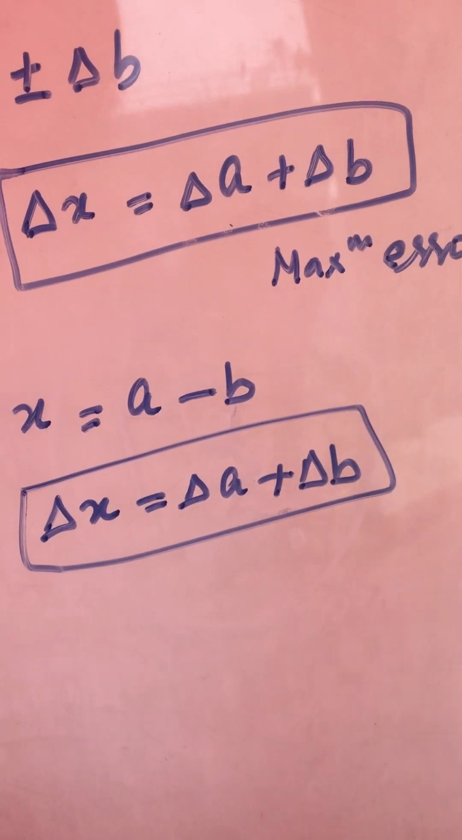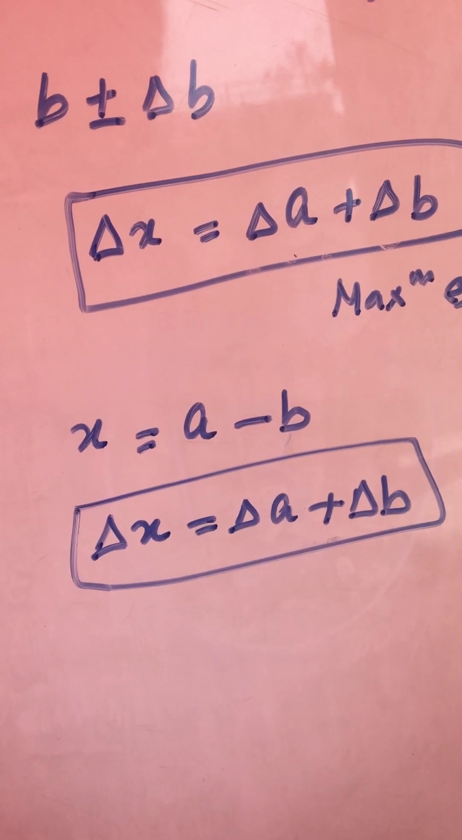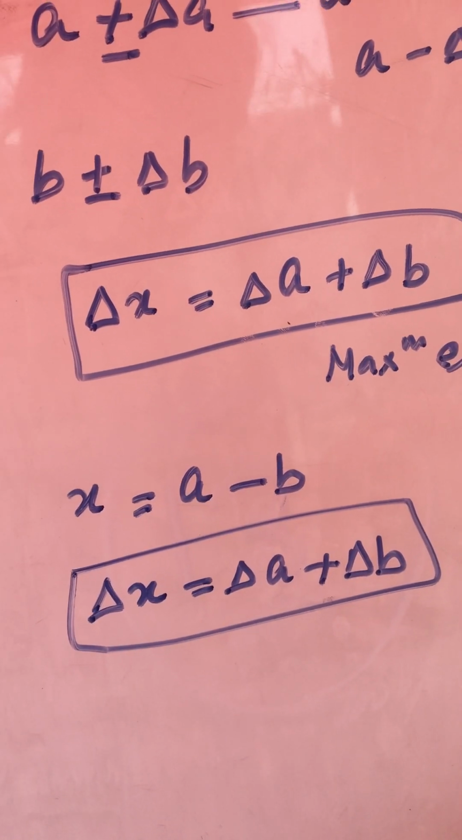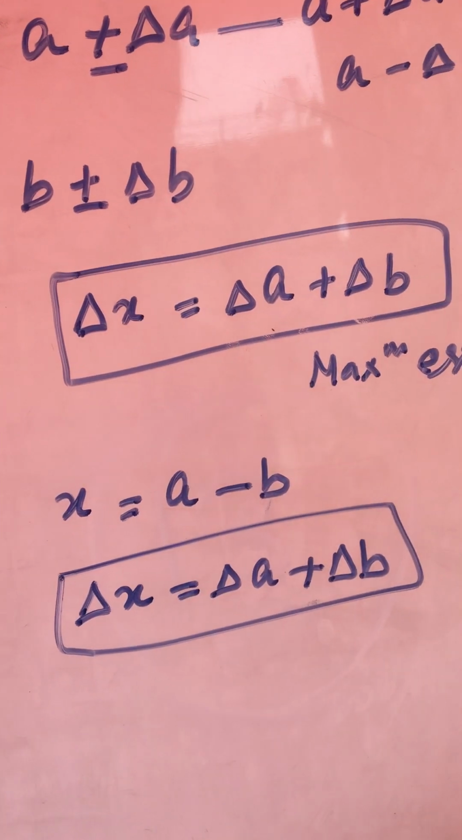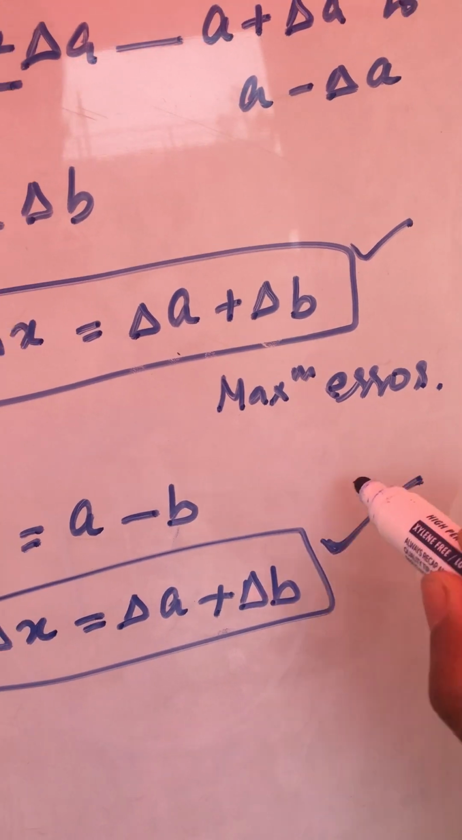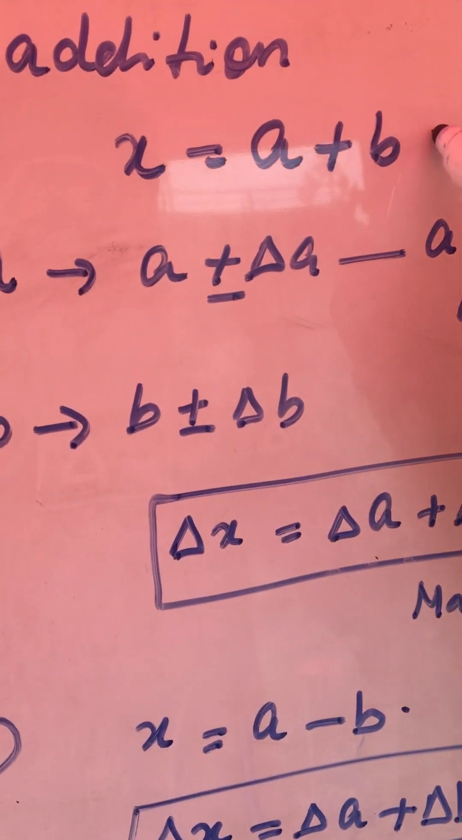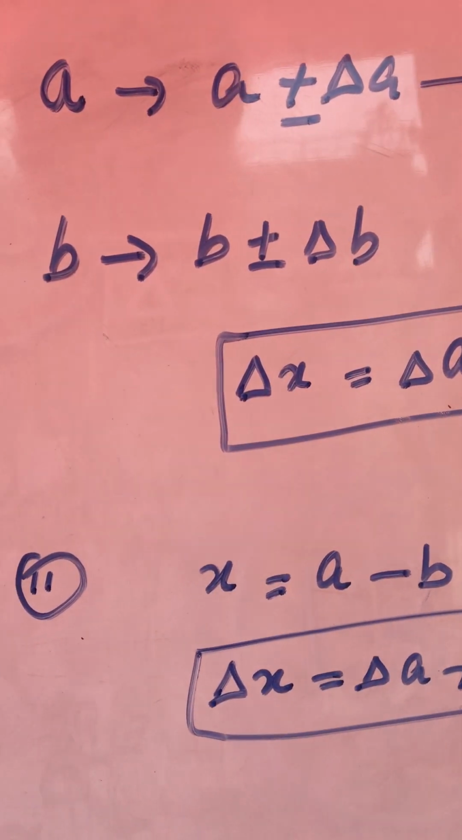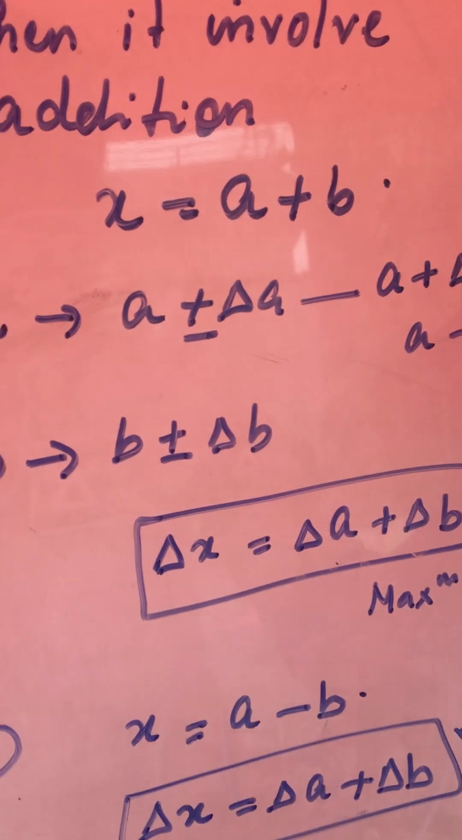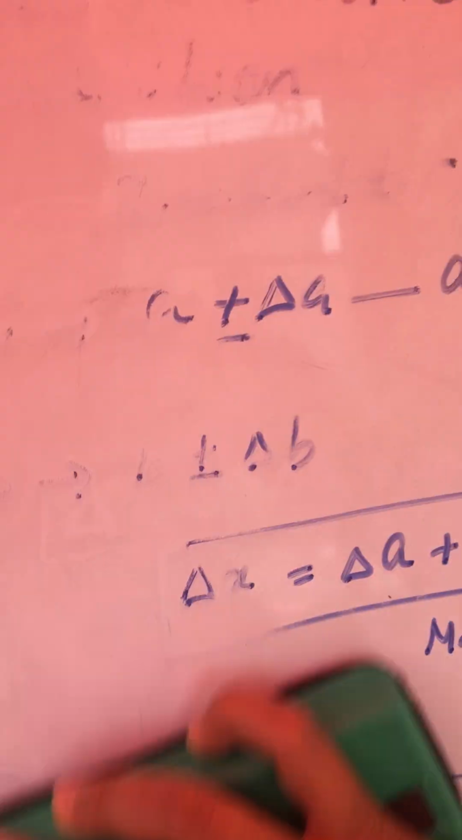I hope it's clear. Every time, see, I'm writing the error within the block. You need to remember it. In minus also it is adding, and in addition also it is adding. Now if you remember this for addition and subtraction, then we can solve simple numericals based on this.